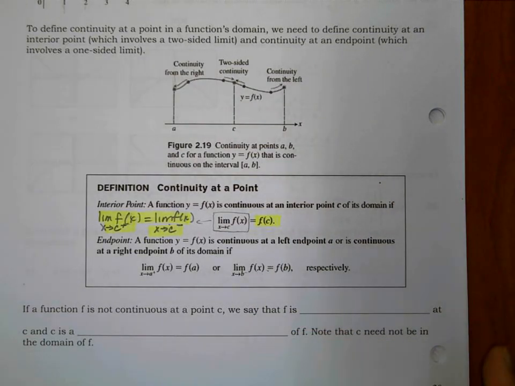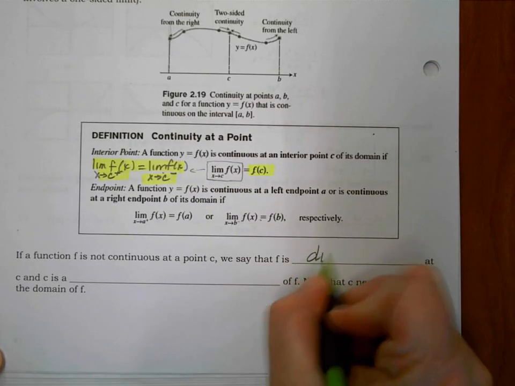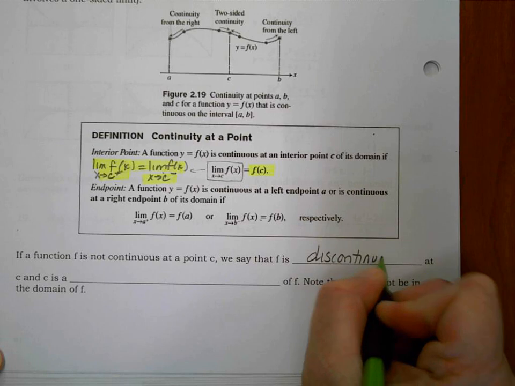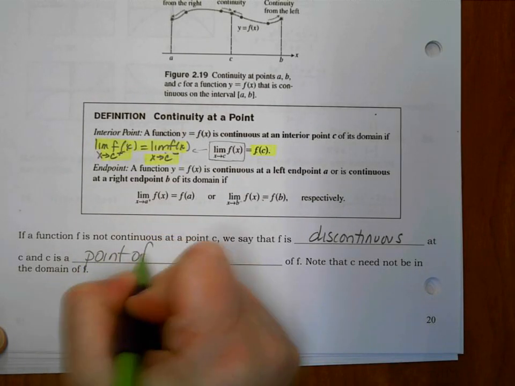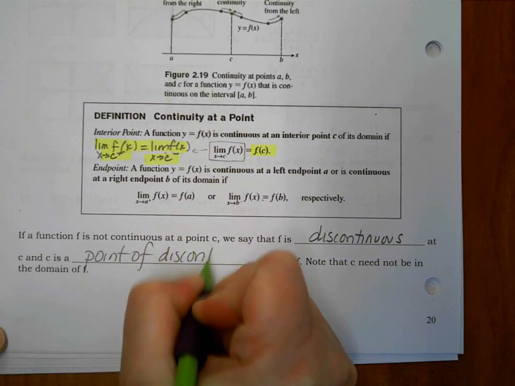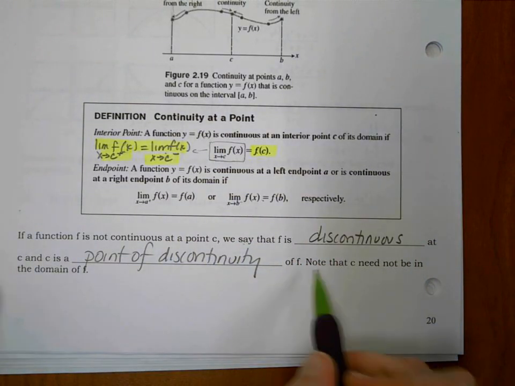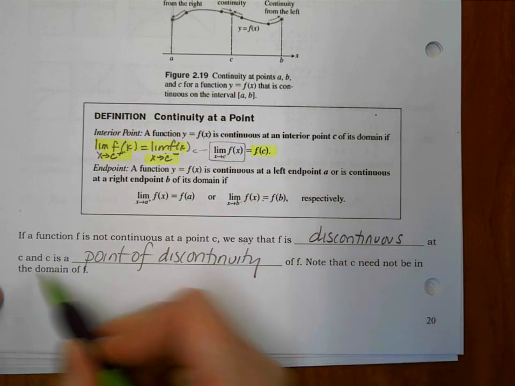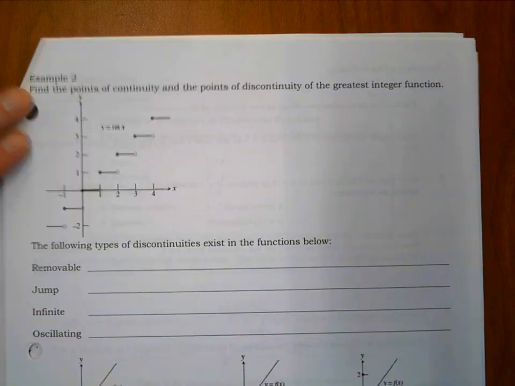So if a function f is not continuous at a point c, we say that f is discontinuous at c, and that c is a point of discontinuity of f. Okay? And then it says also note that c does not have to be in the domain of f. So like if you had a vertical asymptote, we could still be looking for continuity there.